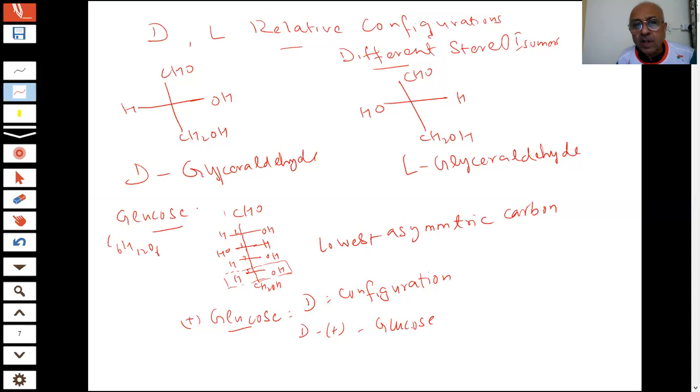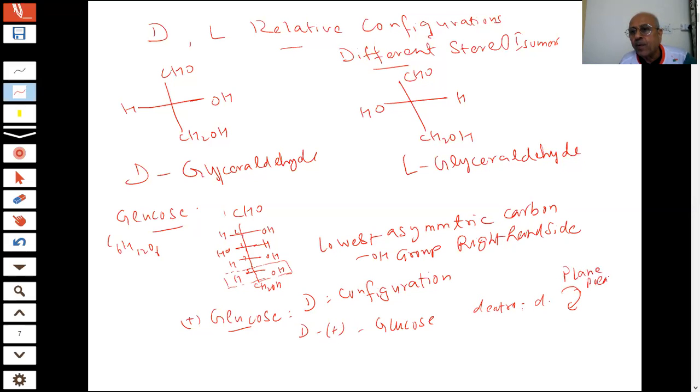This is my glucose, C6H12O6. D means the OH group on the lowest asymmetric carbon is on the right hand side. The configuration is such that this OH is on the right hand side, students. And plus means optically active, rotating towards the clockwise direction. It rotates the plane polarized light in the clockwise direction, which is called dextro, that is small d. This is the way it rotates plane polarized light.